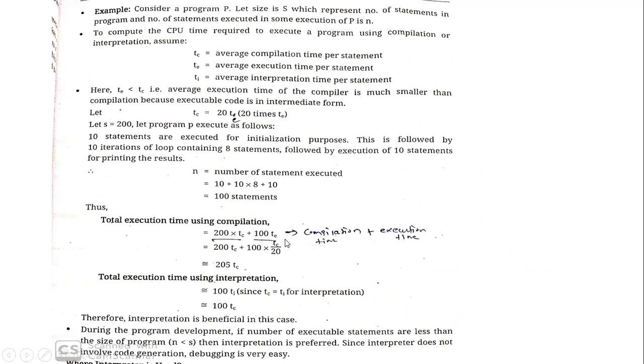We can calculate this particular time in the form of compilation. Then we will get approximately 205 into TC. This much time is required for compilation. Now the total execution time using the interpreter. Using the interpreter, what is the execution time? Here we can consider 100 into TI.